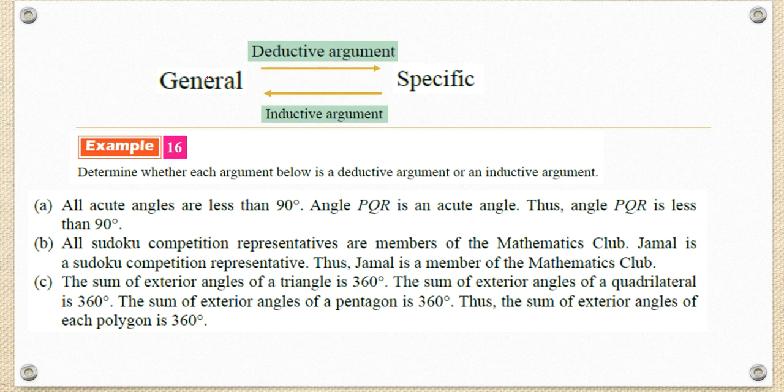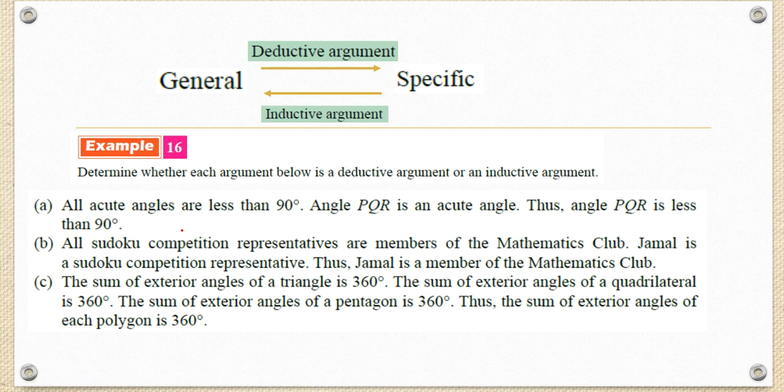There are two types. If it is from a general to a specific argument, it is called a deductive argument. If it's from specific to general, it is an inductive argument. So these two you have to remember. Let us look at example 16. Determine whether each argument below is a deductive or an inductive argument.